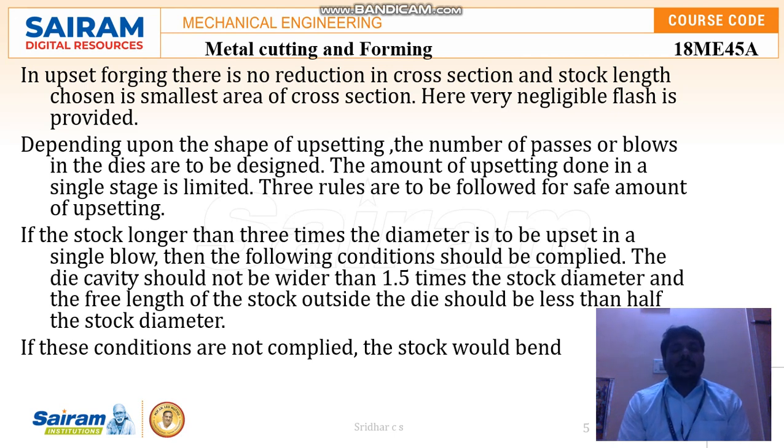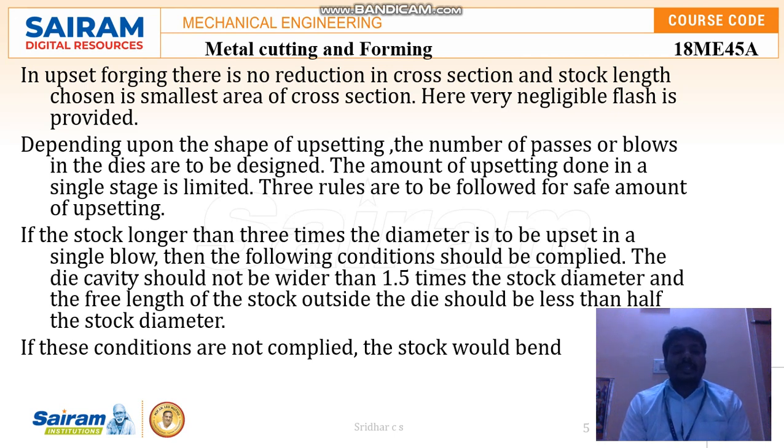So next, depending upon the shape of upsetting, the number of passes or blows in the dies is to be designed. So based on the shape of upsetting, the number of dies is to be designed. The amount of upsetting done in a single stage is limited. See, upsetting can be done only within a limit in a single stage. So three rules are to be followed for a safe amount of upsetting. If stock longer than 3 times the diameter is to be upset in a single blow, then the following conditions should be complied with.